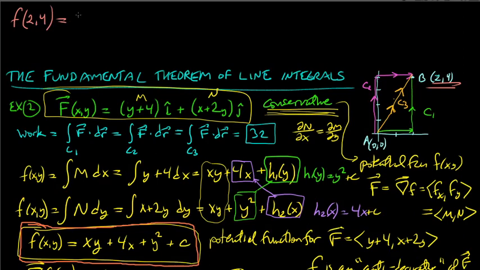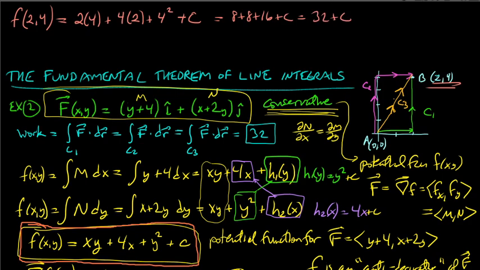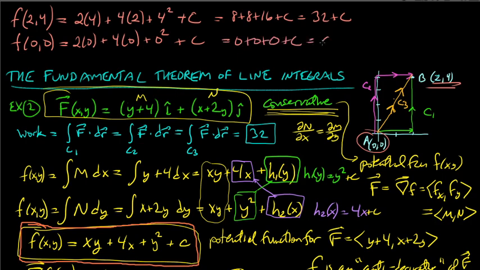So you're going to get, let's see, x times y is 2 times 4, plus 4 times x, which is 2, plus y squared, which is 4 squared. Right, plus c, but we can ignore the c. So 8 plus 8 plus 16, plus c is 32 plus c. Now we plug in the initial point. We started at 0, 0. That's your point A. So when you plug in 0 and 0, you get 0 plus 0 plus 0 plus c, which is just c.